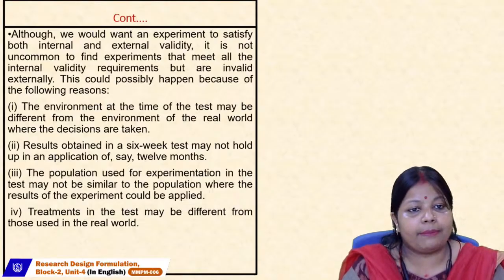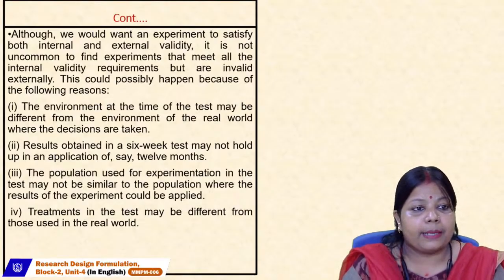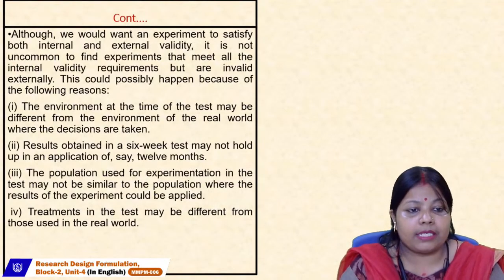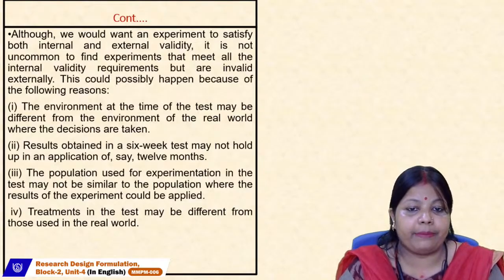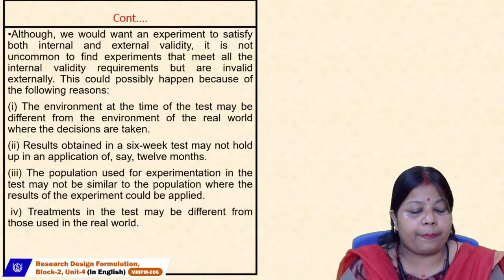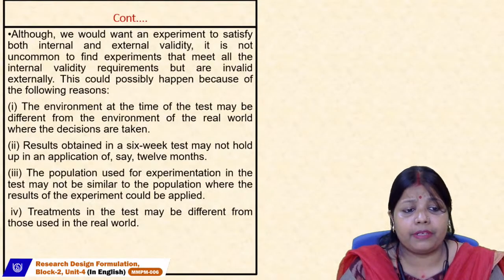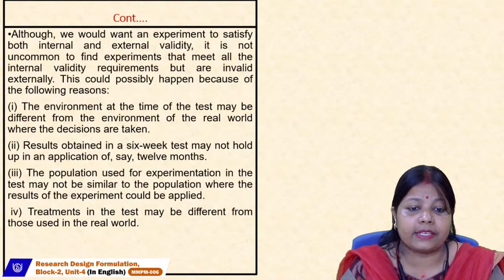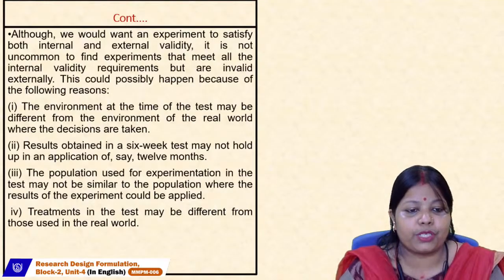The first reason is the environment at the time of the test may be different from the environment of the real world where the decisions are taken. Second, the results obtained in a 6-week test may not hold up in an application of, say, 12 months. The third one is the population used for experimentation in the test may not be similar to the population where the results of the experiments could be applied. And the last but not the least, the treatments in the test may be different from those used in the real world.